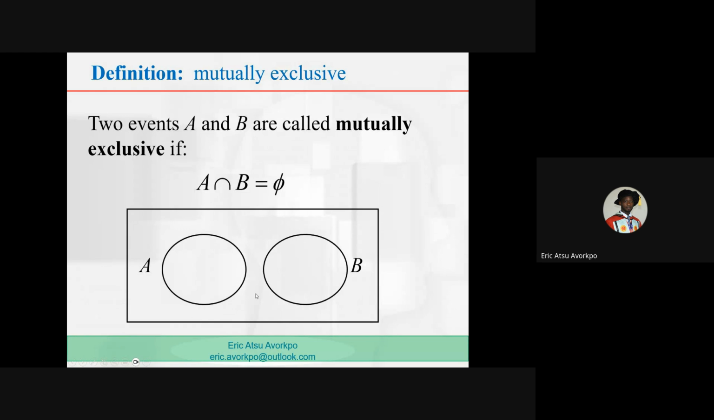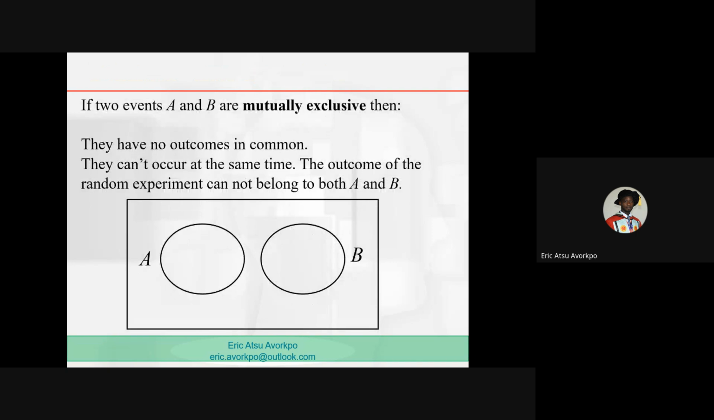You see that the circle of A is not close to the circle of B, right? So it means that they are disjoint. So the intersection over there is 0. There's no intersection. They did not intersect at any given point. So it is actually 0. So in that case, you will see that the A intersection B is going to be 0, which is just the phi. Then if two sets are mutually exclusive, then they have no outcome in common. That is what it also means, that they have nothing in common. They can't occur at the same time.